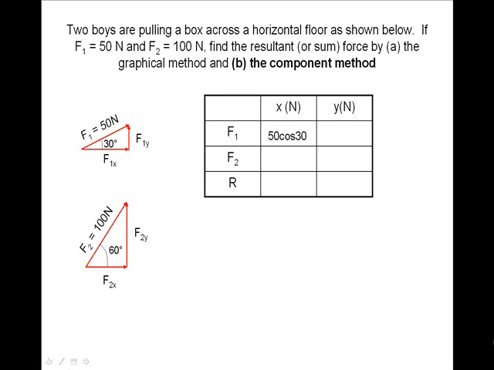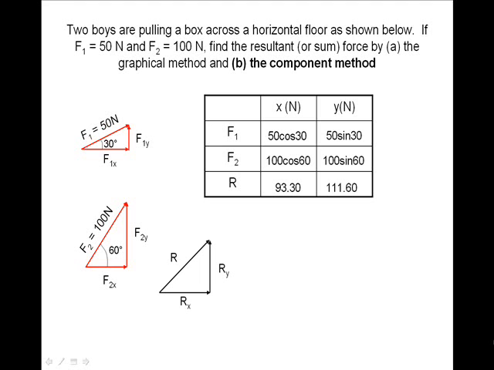The first cell we will fill in is the x component for F1. Remember that the x component is equal to the resultant times the cosine of the angle. We then fill in the x component for F2. Rx is the sum of F1x plus F2x. Next we fill in the value for the y components. F1y is equal to F1 sine theta. Here is F2y. Ry is the sum of F1y plus F2y.